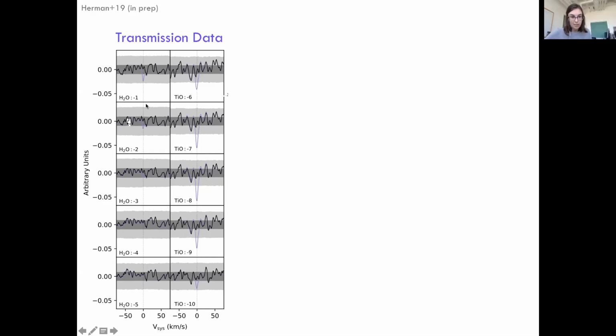For water, we can't really say much about the volume mixing ratio from this transmission data, just because even at the highest volume mixing ratio, we can't get a 3 sigma detection even with our injections. But for titanium oxide, if we check out the injections, by the time we get down to 10 to the minus 10, that would be our upper limit on the volume mixing ratio of TiO in this planet's atmosphere. Because if it were any higher in the atmosphere, we would be able to detect it, because you can see at minus 9, there's a nice signal.